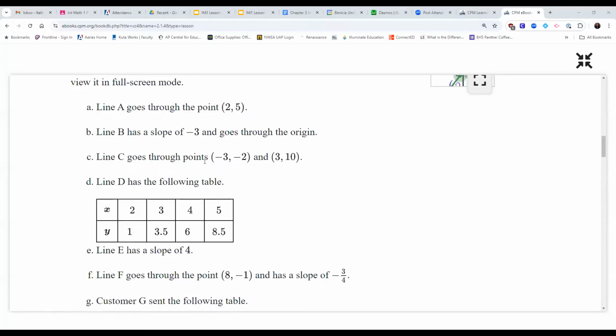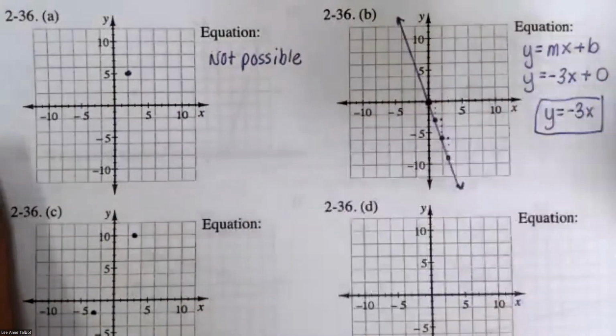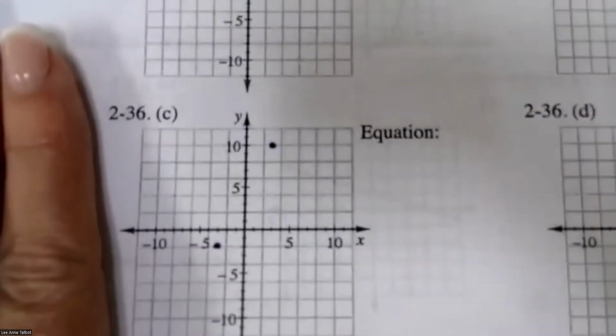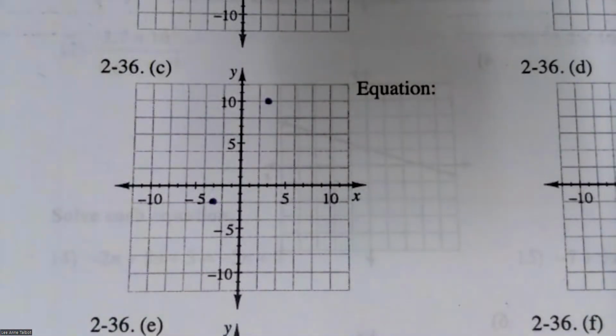Okay, C. Line C goes through the points (-3, -2) and (3, 10). Can you guys graph me the 2 points, (-3, -2)? Kind of hard. And (3, 10). I think I did 2. No, I did it right. Okay, take your straight edge.